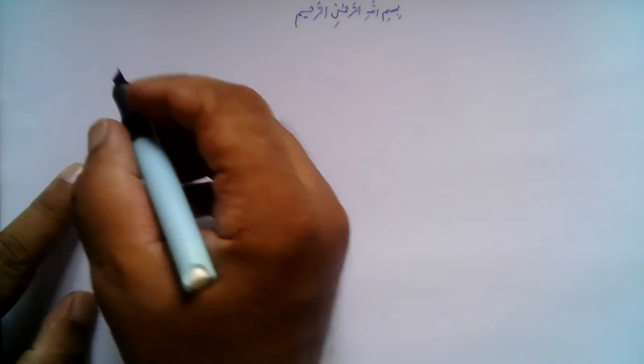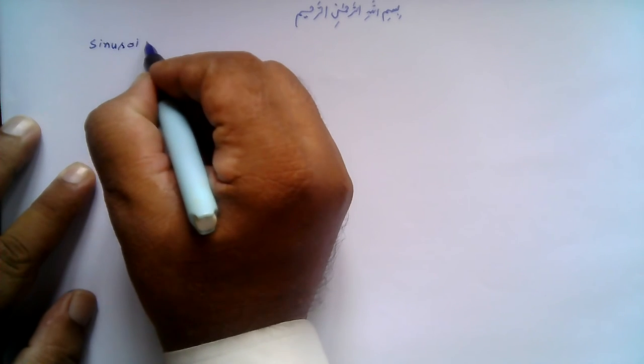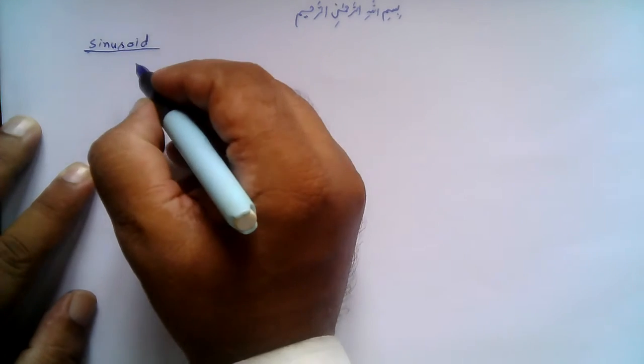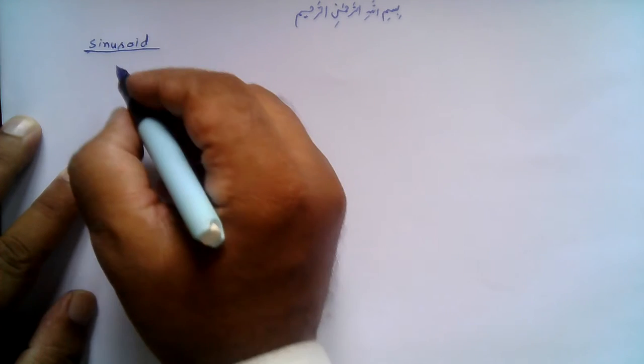Bismillahirrahmanirrahim. So, the topic for this lecture is sinusoids. So, a sinusoid is a signal, voltage or current, which is in the form of a sine or cosine function.